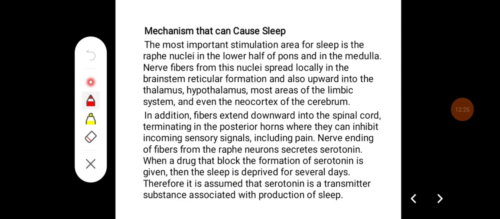Mechanism that can cause sleep. An important stimulation area for sleep is the raphe nuclei in the lower half of the pons and medulla.